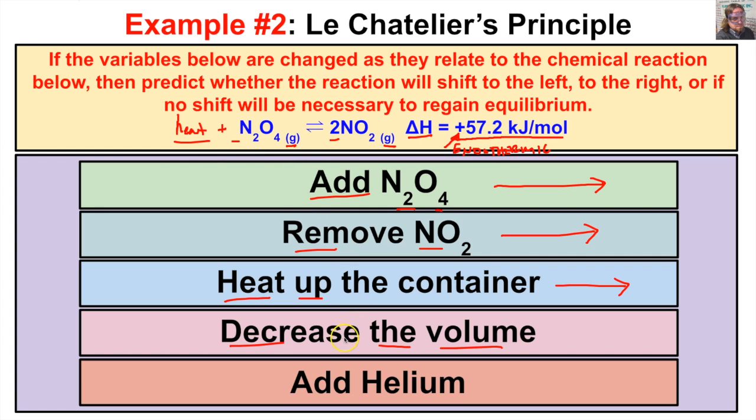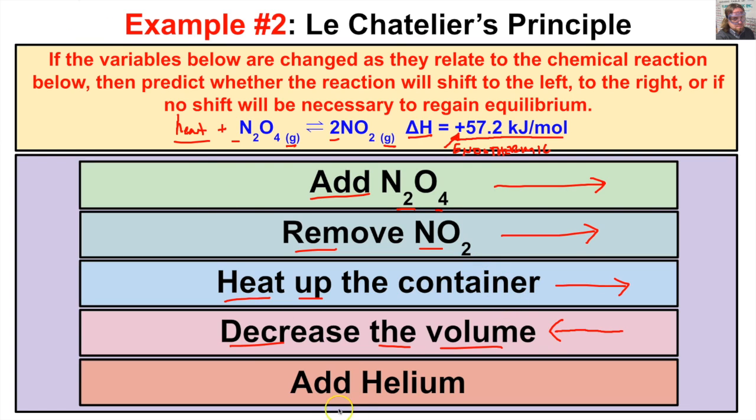So if you increase the pressure by decreasing the volume of the container that these gases are in, then the chemical reaction is going to want to shift in the direction of fewest moles of gas. So we only have 1 mole here. We have 2 moles here. So the chemical reaction here will have to shift to the left in order to regain equilibrium.